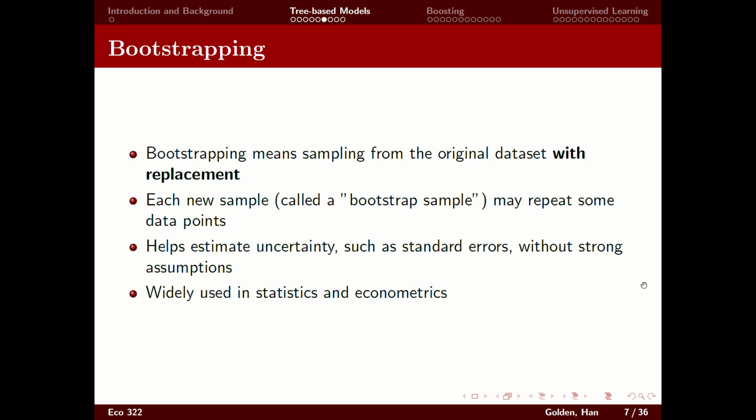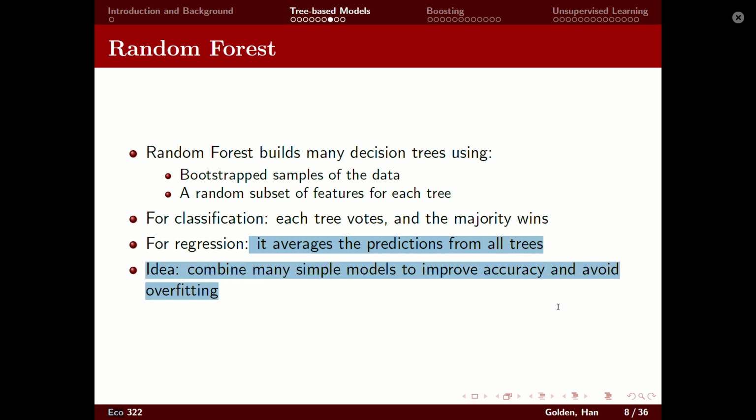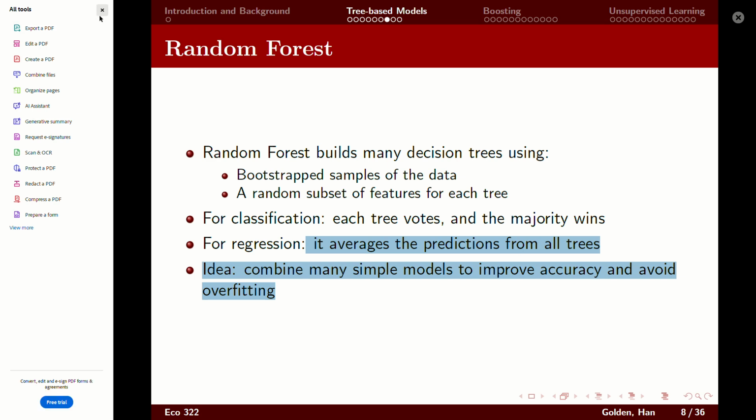Bootstrapping means sampling from the original data set with replacement. Each new sample may repeat some data points. It helps estimate uncertainty, such as standard errors, without strong assumptions, and is widely used in statistics and econometrics. Random forest builds many decision trees using bootstrap samples of data and a random subset of features for each tree. For classification, each tree votes and the majority wins. For regression, it averages the predictions from all trees. Idea: combine many simple models to improve accuracy and reduce overfitting.